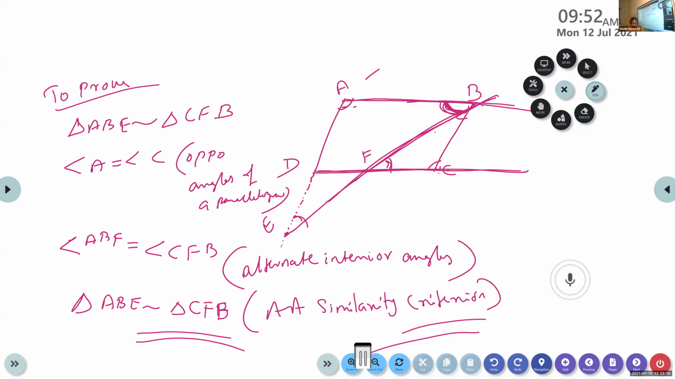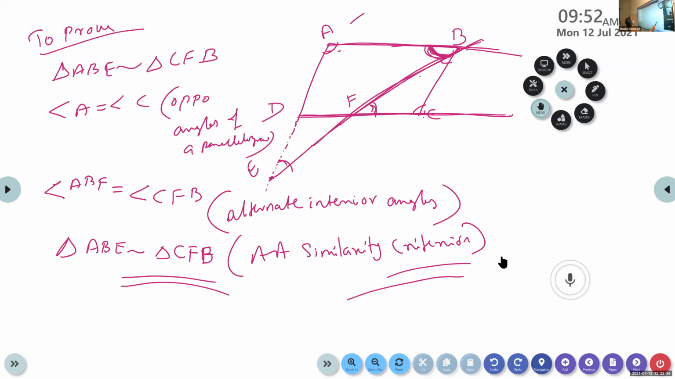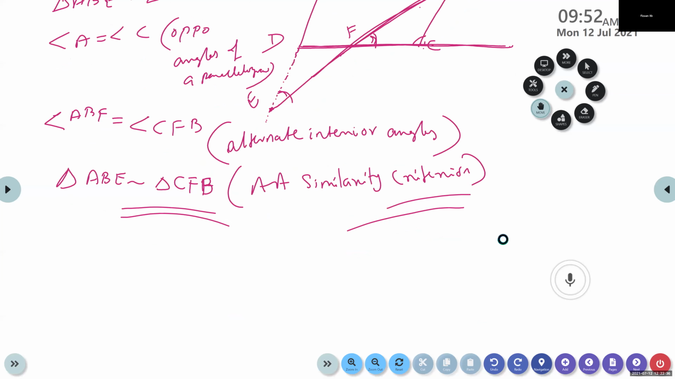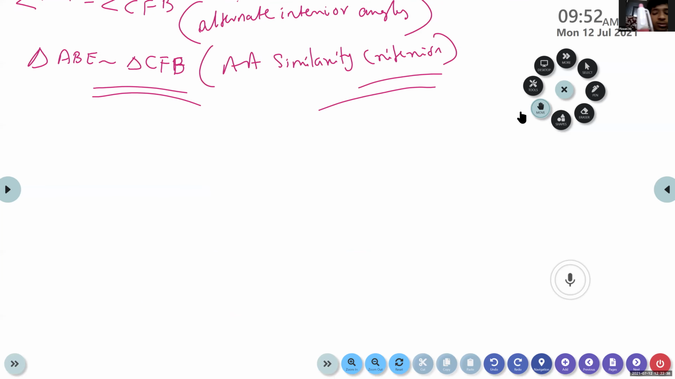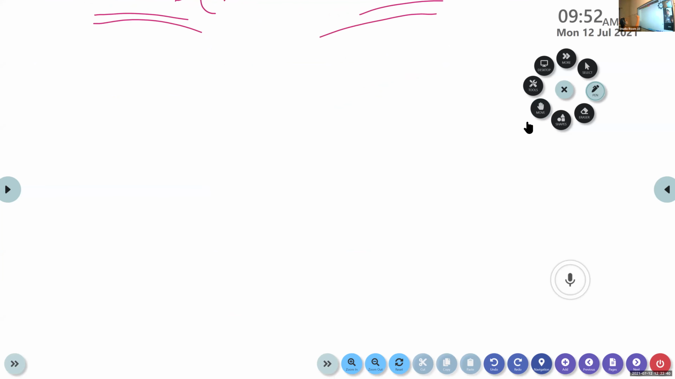Question number 9. In the question, the figure will be given. If the figure is not given, you have to draw it. For the figure you will get marks because it's not given, so you must draw.